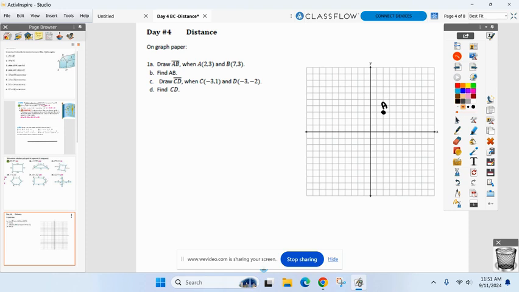So go ahead and graph that line segment.